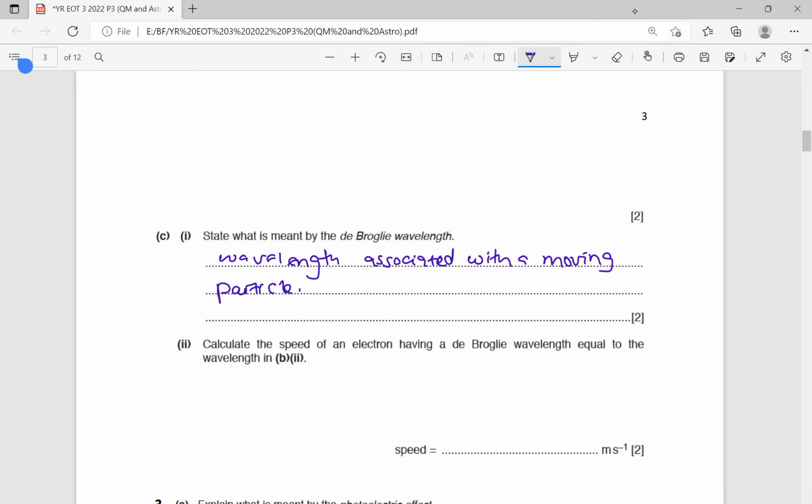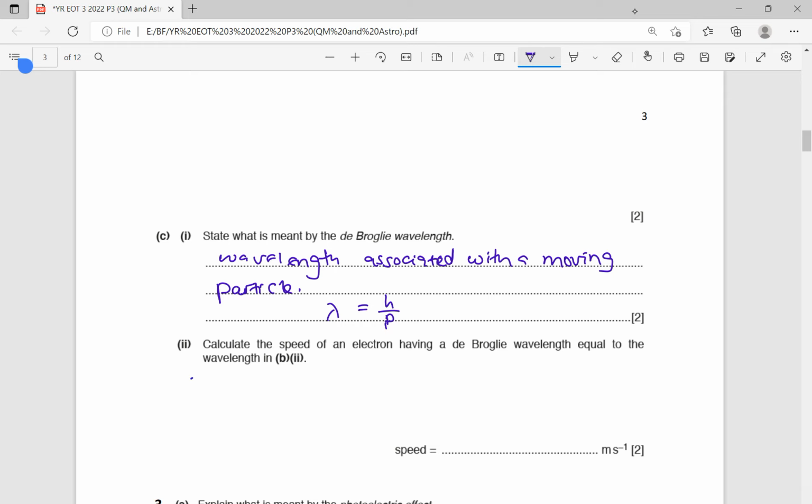So it's the wavelength associated with a moving particle. Remember, the de Broglie wavelength is equal to h over p, where p is momentum. So calculate the speed of an electron having a de Broglie wavelength equal to the wavelength in B, Roman 2.